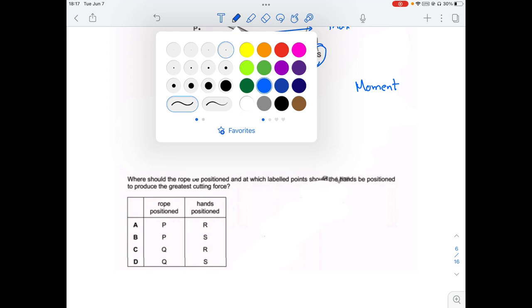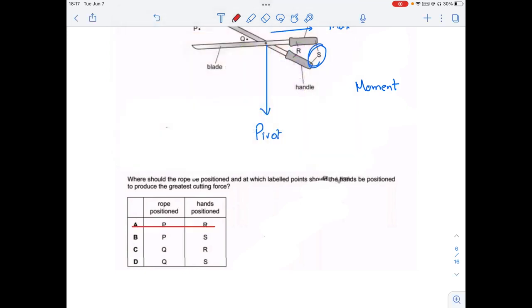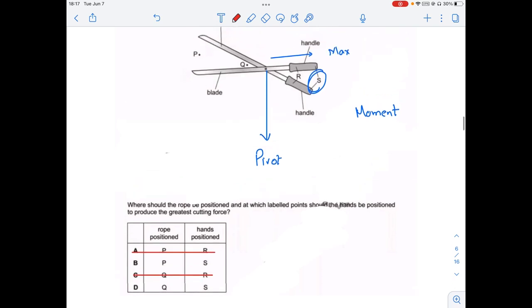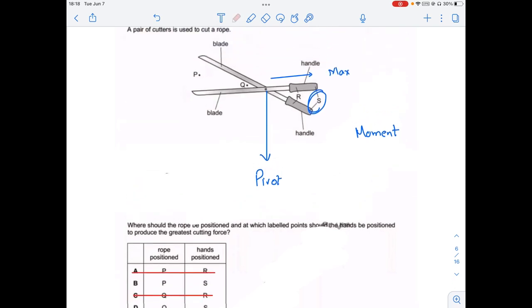So when the hand should be placed at S, option A is wrong and option C is wrong. So it has to be option B or D. For example, let us produce a moment of 100 Newton meter. If I choose P, maybe the distance from the pivot is 10 meters. Then what will be the force? 100 Newton meters should equal 10 times the force at P.